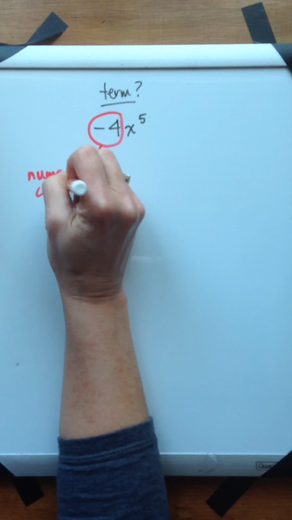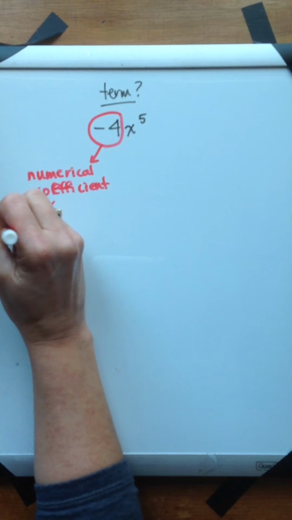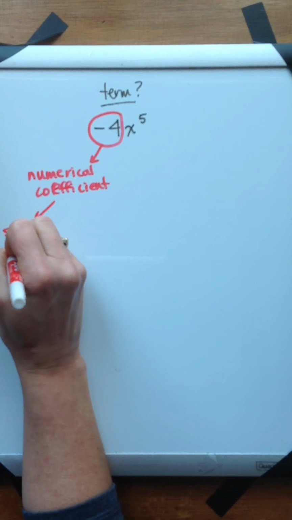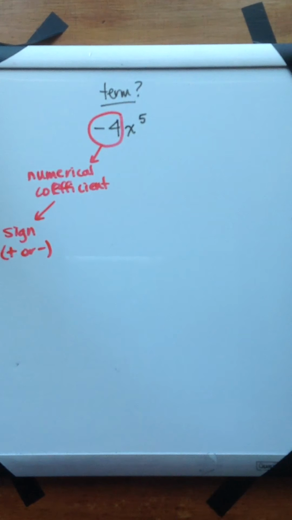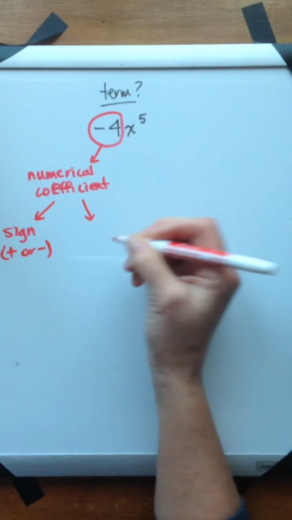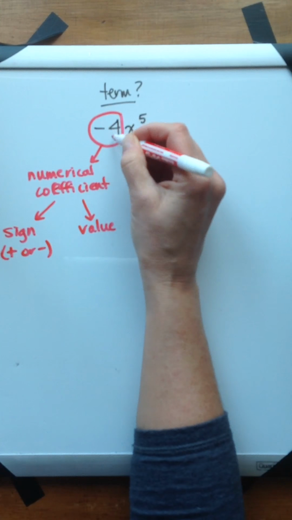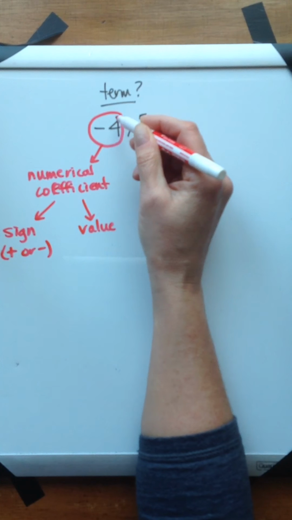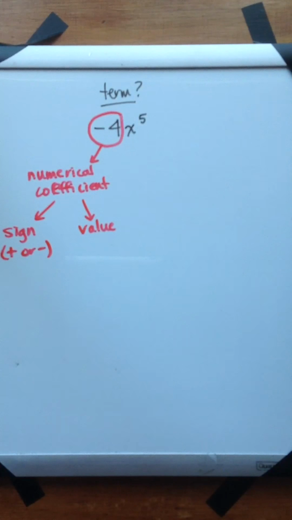And the numerical coefficient consists of 2 sub-pieces as well. It consists of a sign, which if it's absent is assumed to be positive. If it's there, of course, written like this, it's negative. The plus can appear there as well. And then it also is broken into a value. And here we can see the value is an integer value. It's negative 4, but it doesn't have to be. It can be a decimal, it can be a fraction, it can be any type of value belonging to any number system that we wish.